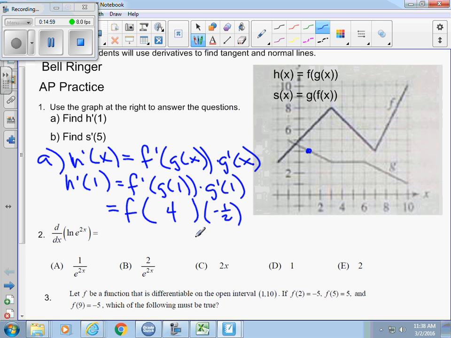I don't need that anymore. Because I just found the derivative of g at 1.